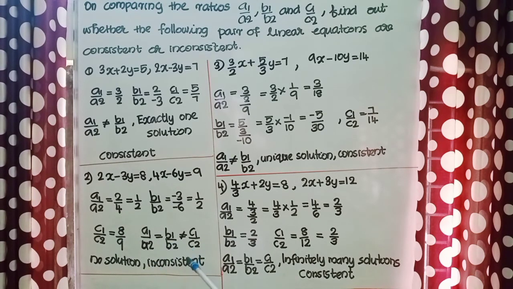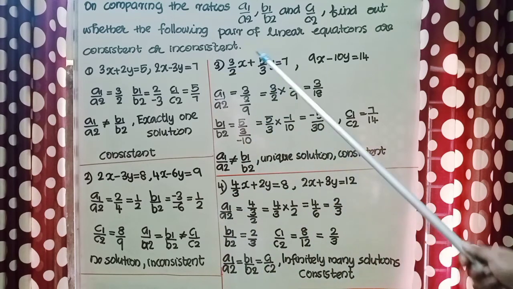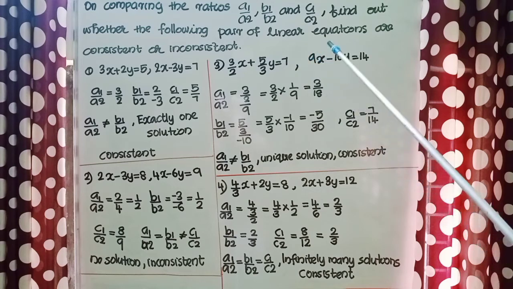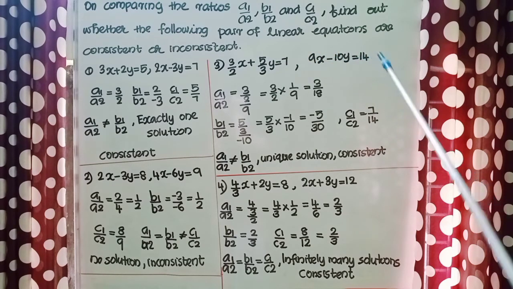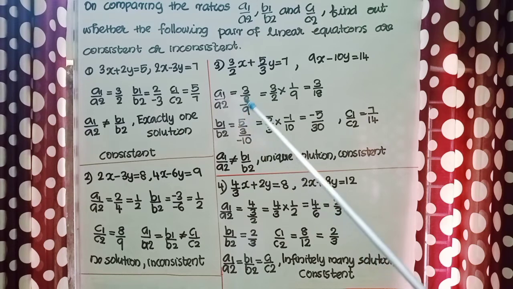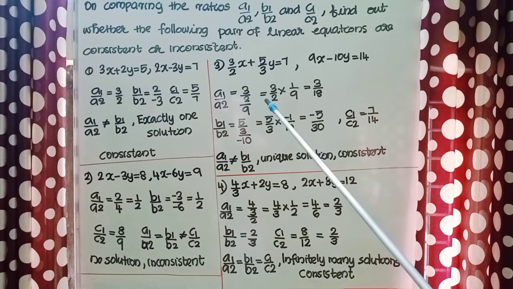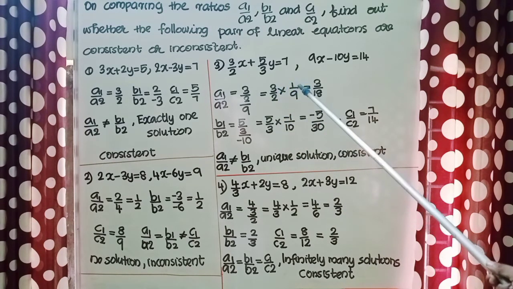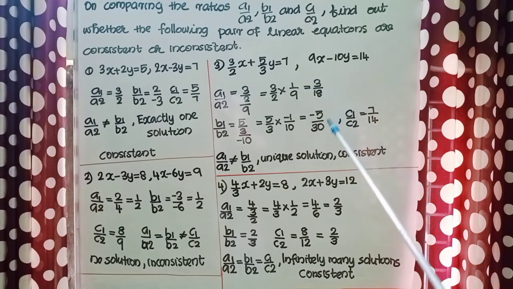So we can conclude a1 by a2 equal to b1 by b2 not equal to c1 by c2. So no solution, that is, it is inconsistent. Next question, 3 by 2 x plus 5 by 3 y equal to 7, 9x minus 10y equal to 14. a1 by a2 equal to 3 by 2 by 9. Multiply with the reciprocal of the denominator, we get 3 by 2 into 1 by 9, that is equal to 3 by 18.